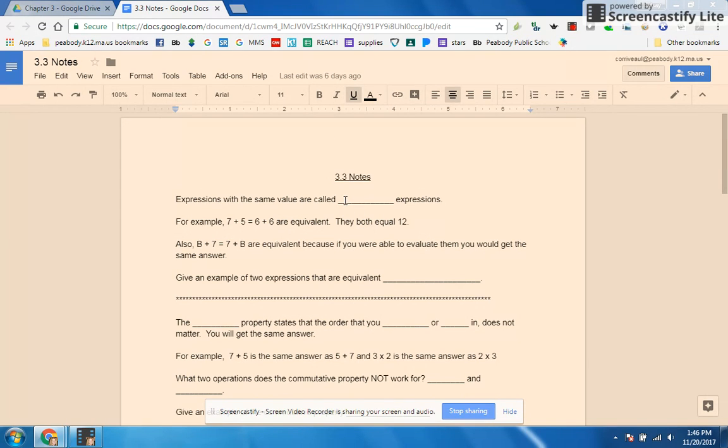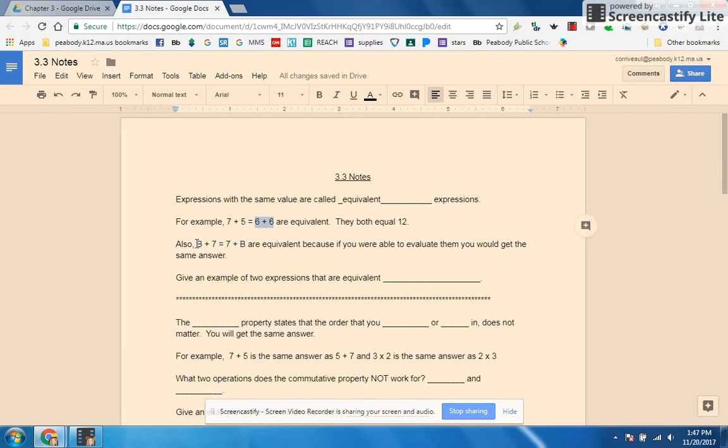Expressions with the same value are called equivalent expressions. Equivalent is just another word for equal. So expressions that mean the same exact thing are called equivalent or equal expressions. For example, in your notes here, if I have 7 plus 5, which equals 12, and 6 plus 6 equals 12, these are equivalent because when you solve them, you get the same answer. So equivalent means two expressions that mean the same thing.